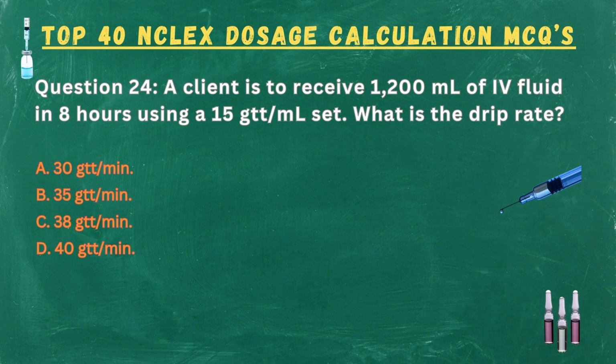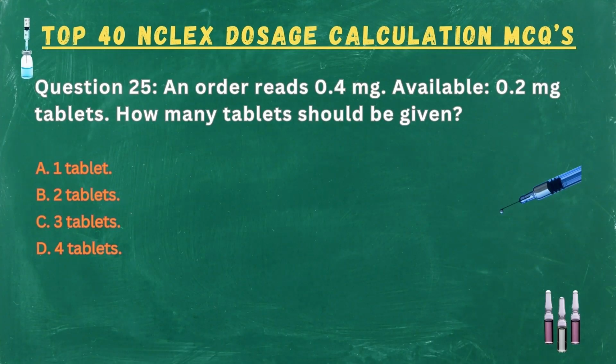Question 24. A client is to receive 1,200 milliliters of IV fluid in 8 hours using a 15 gtt/ml set. What is the drip rate? A. 30 gtt/min. B. 35 gtt/min. C. 38 gtt/min. D. 40 gtt/min. Answer. D. 40 gtt/min.